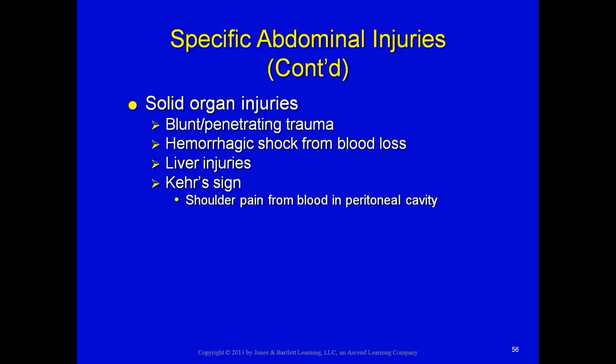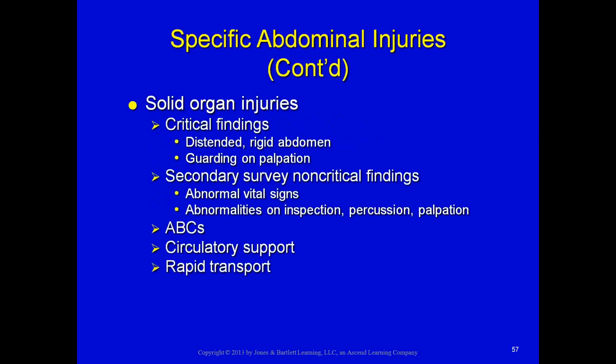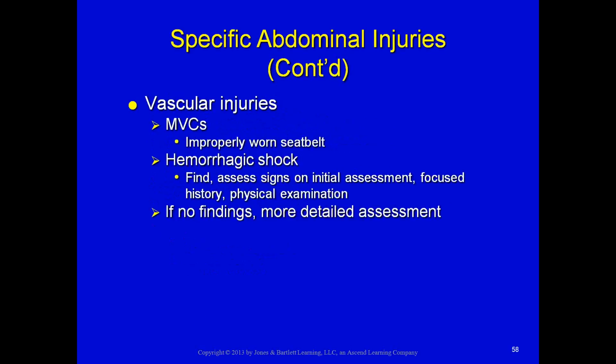Kerr's sign is shoulder pain from blood in the peritoneal cavity, again associated with bleeding into the abdomen. Some critical findings are that distended rigid abdomen, guarding on palpation. They're going to have abnormal vital signs. During inspection, percussion, and palpation, you're going to see the abnormalities, the distended rigid abdomen, the guarding. Manage your ABCs, large bore IVs. If they've got good radial pulses, there's no reason to give them fluid boluses. But if they are absent in radial pulses, give them a fluid bolus and see what happens. Again, you're going to get one of three responses from a fluid bolus.